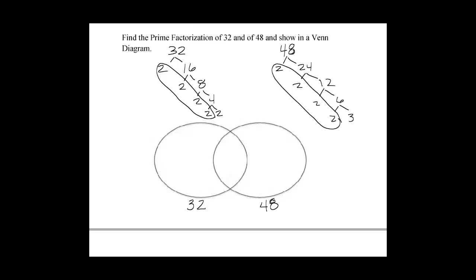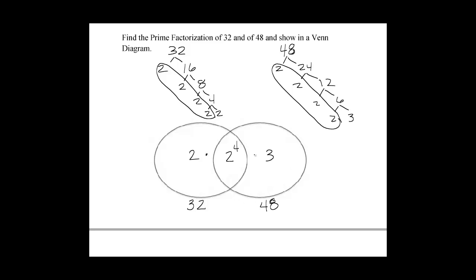Okay, so using our Venn diagram here, we'll put what we have common to both lists, 2 to the 4th power, in the intersection of these two diagrams. So 2 to the 4th is common to both of these. Now 48, we have 2 to the 4th multiplied by 3, so we need a 3 on this side. So 2 to the 4th multiplied by 3 is 48. All right, and 2 to the 5th is 32. We already have 2 to the 4th, so we have one more 2 that we need out here. All right, this is our Venn diagram description of these two numbers.